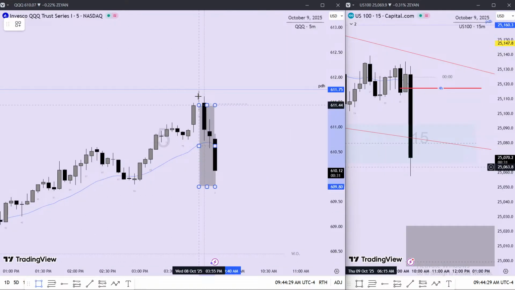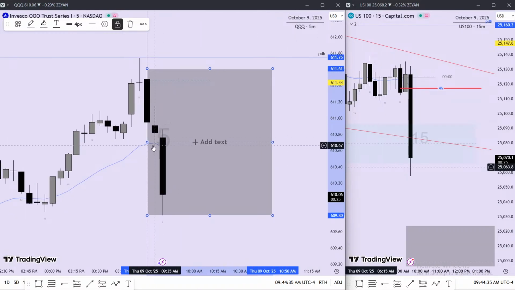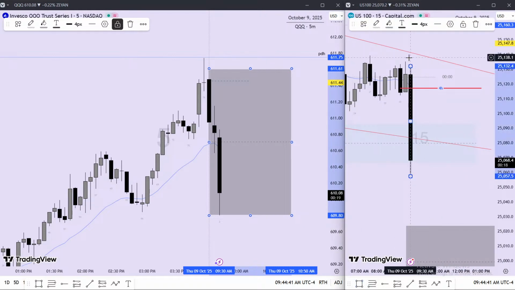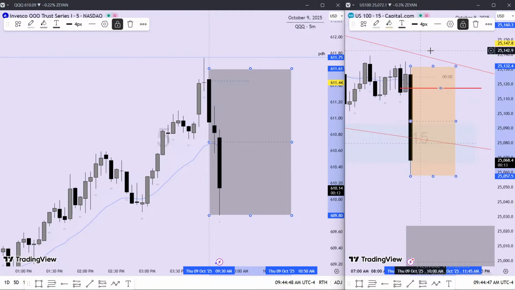Three-bar micro channel might get some sort of a second leg, which is good since we are closing below the moving average. It's more confirming to the existing bias.